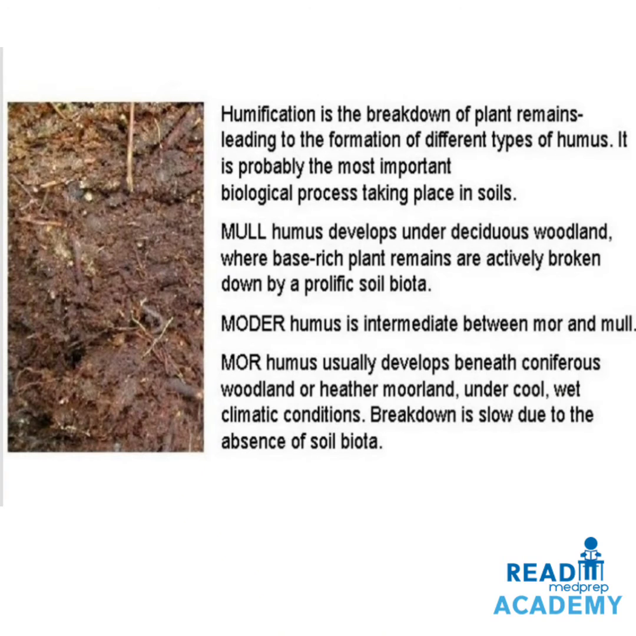Three types of humus are found: mull humus, modder humus and moor humus. Mull humus develops under deciduous woodland where base-rich plant remains are actively broken down by a prolific soil biota. Modder humus is intermediate between the moor and the mull humus. Moor humus usually develops beneath coniferous woodland or heathland under cool, wet climatic conditions. Breakdown is slow due to the absence of soil biota.